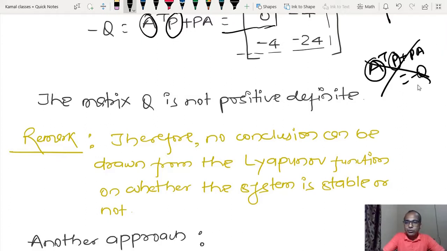So a similar kind of conclusion I have written here, that therefore no conclusion can be drawn from the Lyapunov function on whether the system is stable or not, because the Q matrix is sign indefinite.